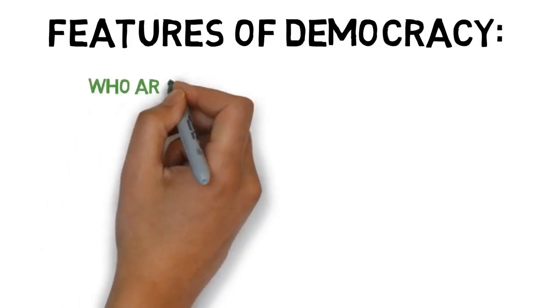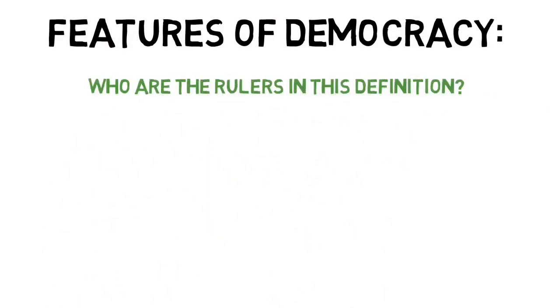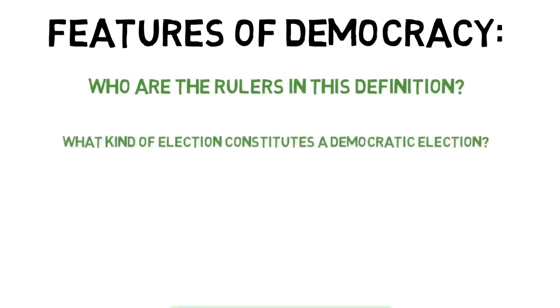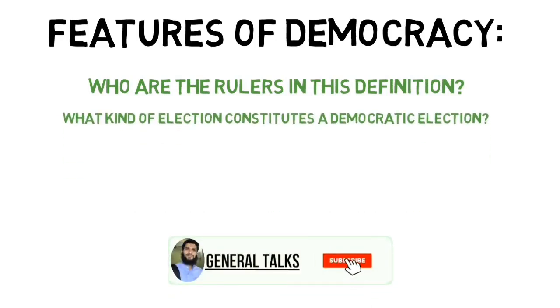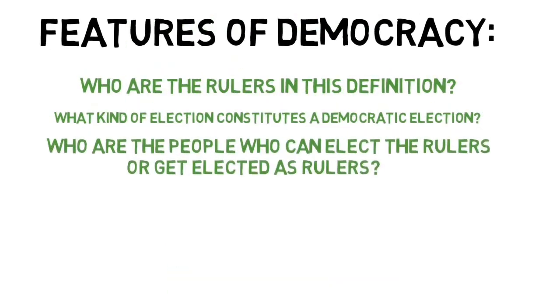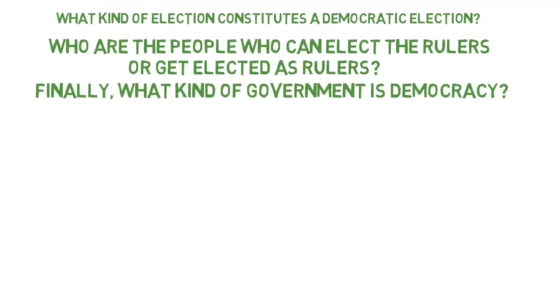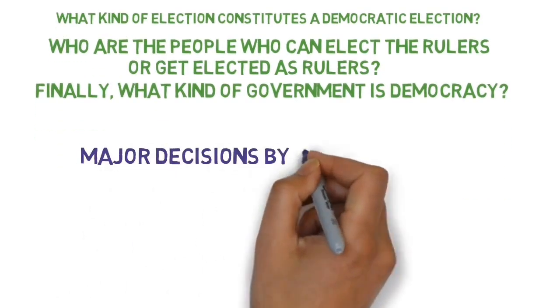But the simple definition of democracy gives rise to many questions. What are those questions? Who are the rulers in this definition? What kind of election constitutes a democratic election? Who are the people who can elect the rulers or get elected as rulers? Finally, what kind of government is democracy? To answer these questions, we are going to see the features.